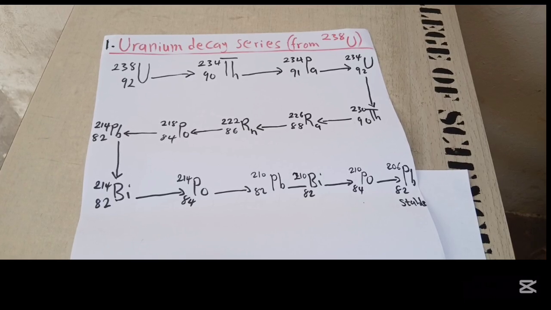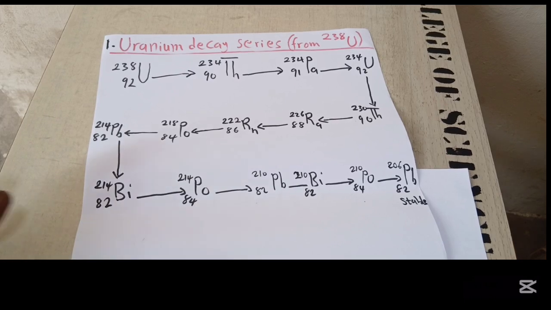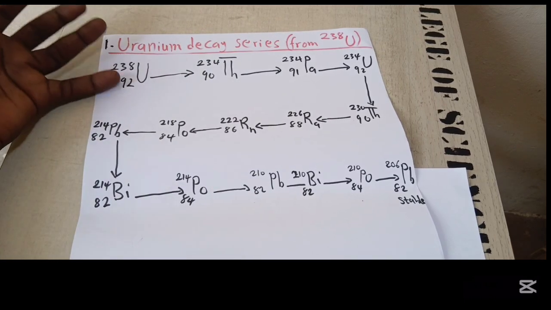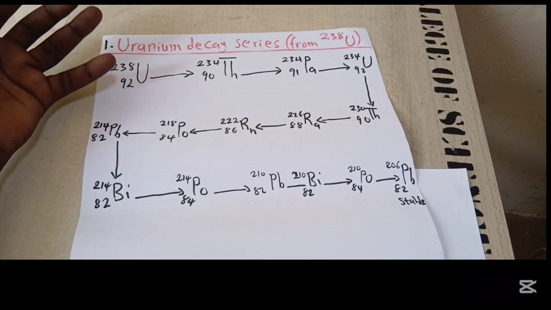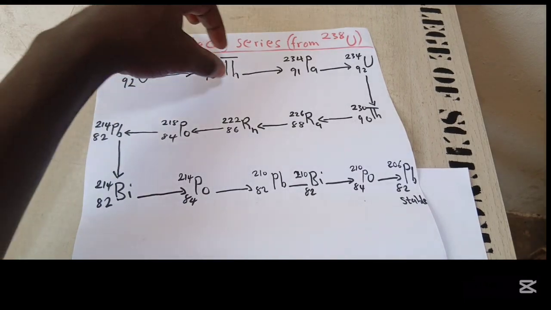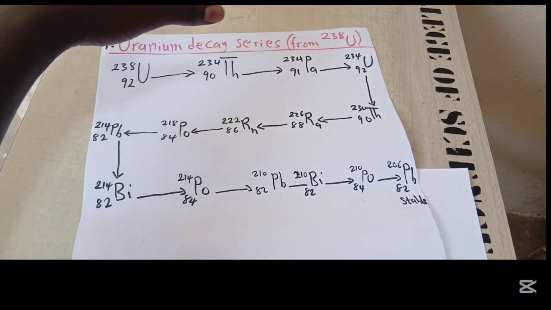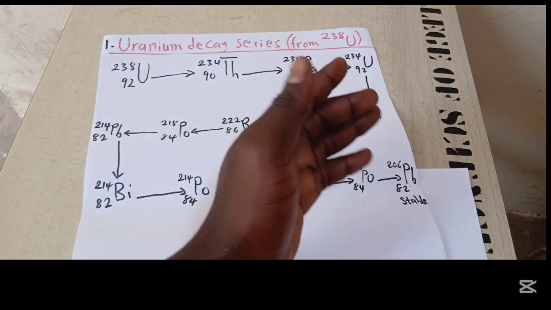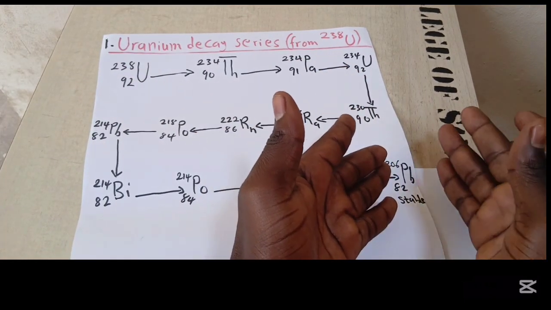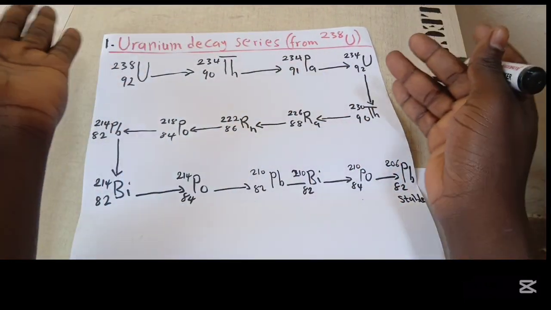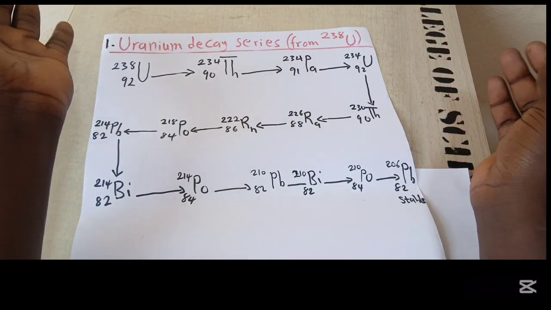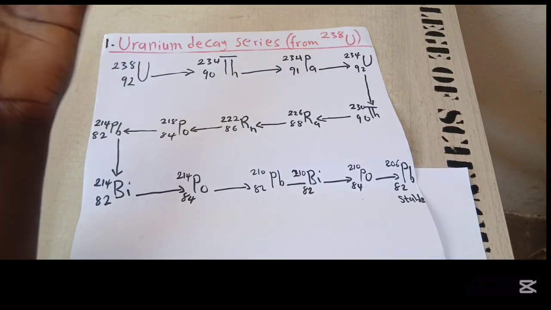But before we continue, what exactly is a decay series? That is what I explained earlier. We have a radioactive nuclide that is unstable and is going to decay to give us a daughter nuclide, and this daughter nuclide is unstable and is going to further decay, up to a point where we get a stable nuclide. And this involves the emission of alpha and beta particles. So let's see how it's done.